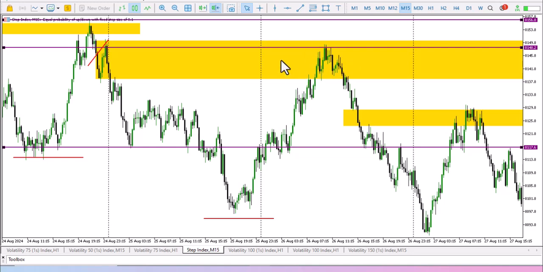So from what I'm seeing here, the minor structure break is right here. So the minor structure break that I'm seeing is right here. Let me just mark this low. So this is the low that we are looking for, right? After this low is marked like this, what do we do? We wait for a price that is going to break that minor structure, right?